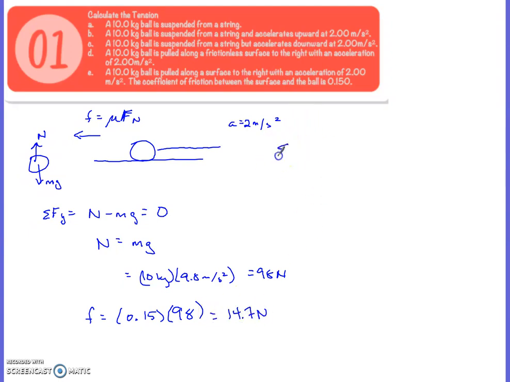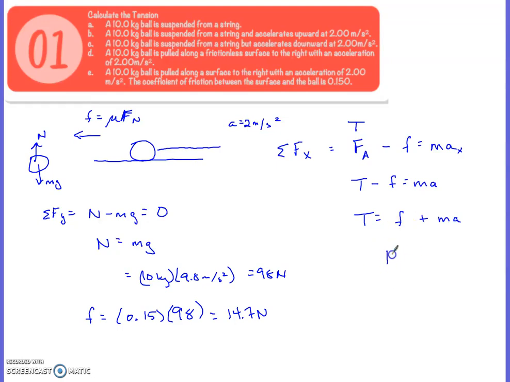So now, the sum of the forces in the x direction is that applied force, which I'm going to call FA, applied force to the right, minus the frictional force, and that equals ma, the x component of the acceleration. And this is actually tension. So tension minus F equals ma. So the tension is going to be the frictional force plus ma.